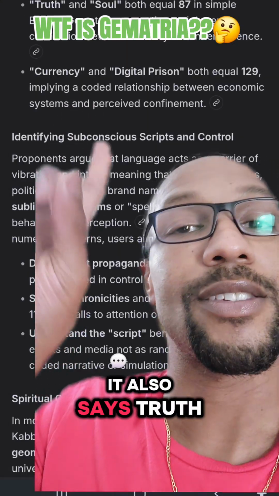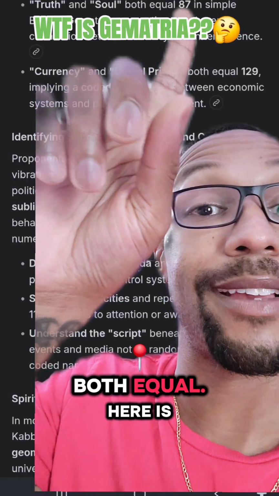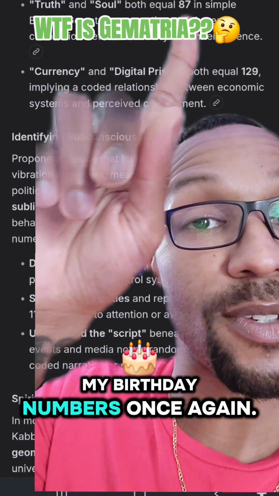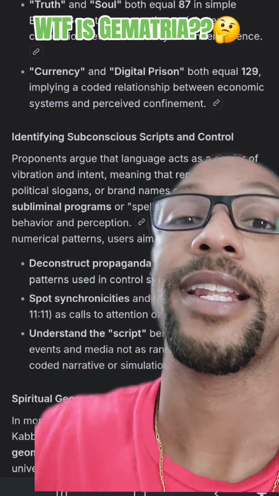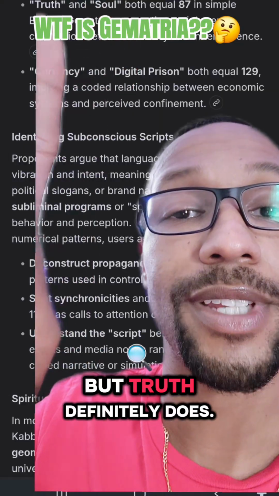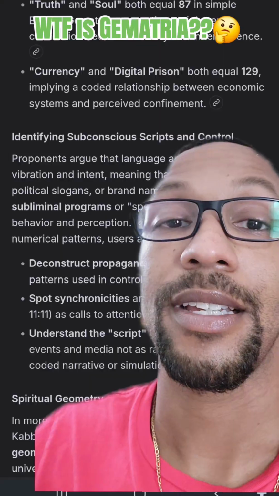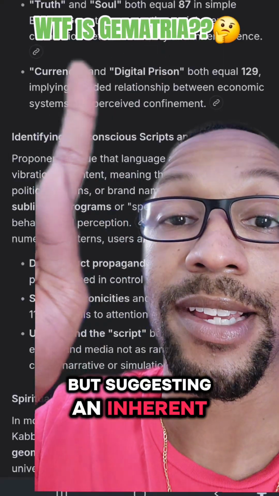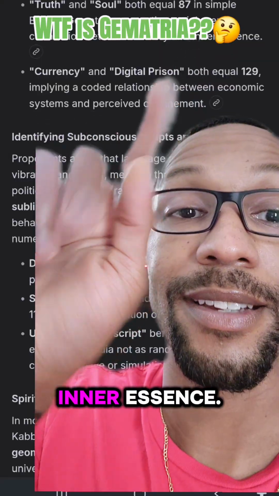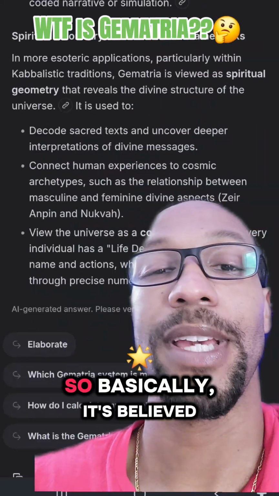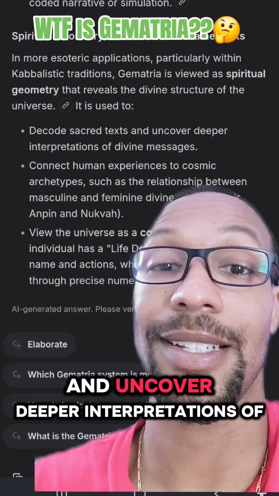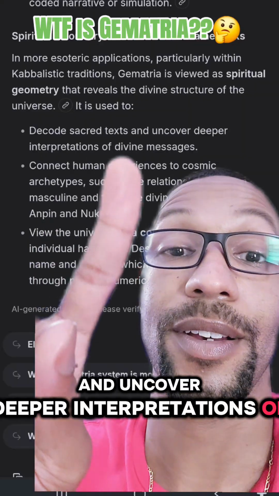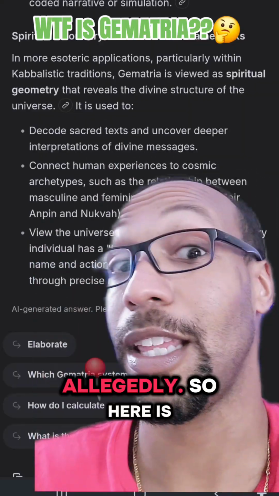It also says truth and soul both equal. Here is my birthday numbers once again in simple English gematria. Now, I don't know about soul, but truth definitely does, suggesting an inherent connection between honesty and inner essence. So basically, it's believed that you can decode text and uncover deeper interpretations of certain messages, allegedly.